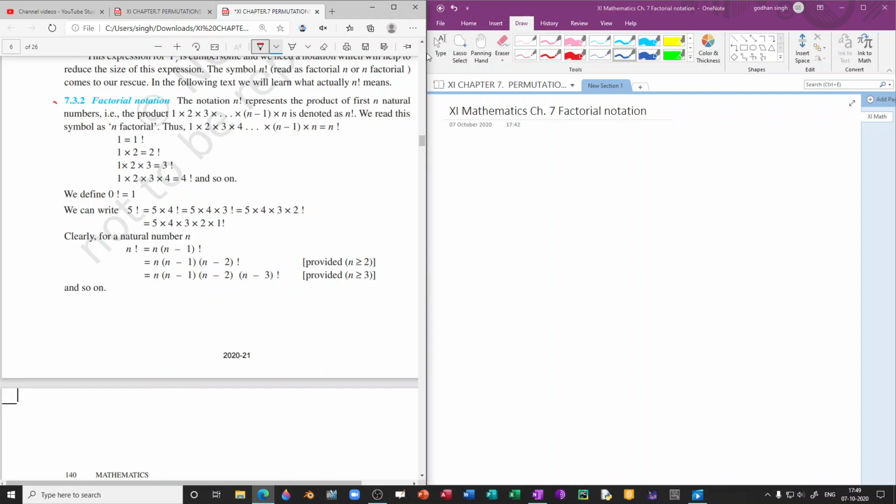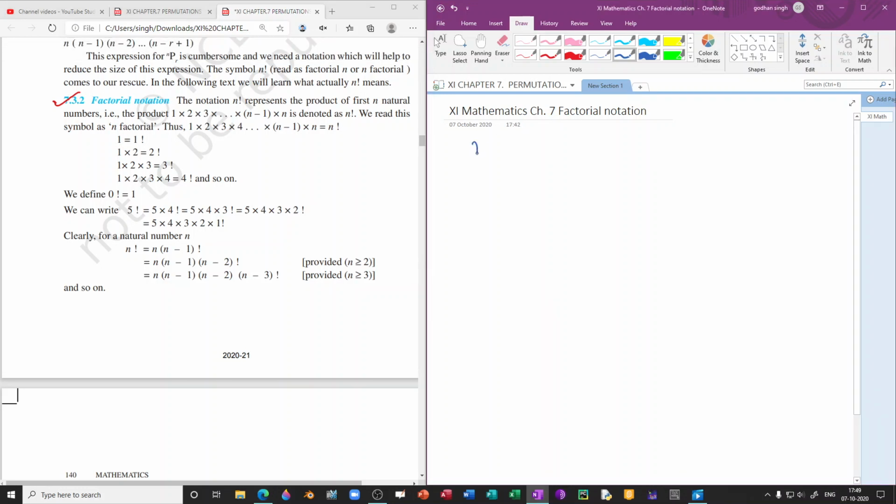Class 11th, chapter number 7, factorial notation. So the notation n with an exclamation mark behind it is known as n factorial. So what is n factorial? N with an exclamation mark is known as n factorial, and it is the product of all the natural numbers starting from 1 till n, 1 into 2 into 3 into so on till n, where n belongs to N, that is, n is a natural number.